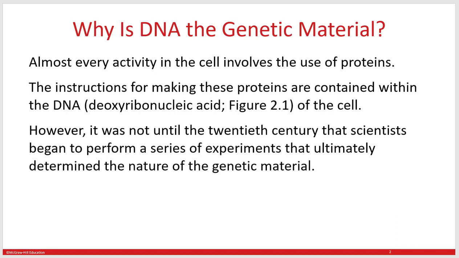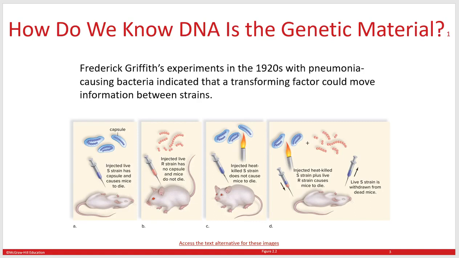It wasn't until the 20th century, really, that we began to perform experiments that determined the nature of genetic material. This is one of the most famous experiments, Frederick Griffith's experiment. He took pneumonia strains and was experimenting with what it is about these pneumonia that kills the mice. This pneumonia strain has a capsule around it. The capsule protects the pneumonia and keeps the immune system from attacking it. The capsule itself is made of protein.